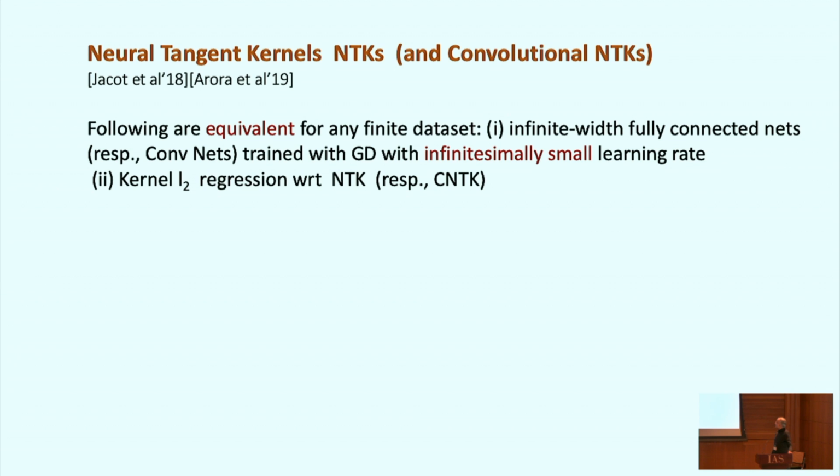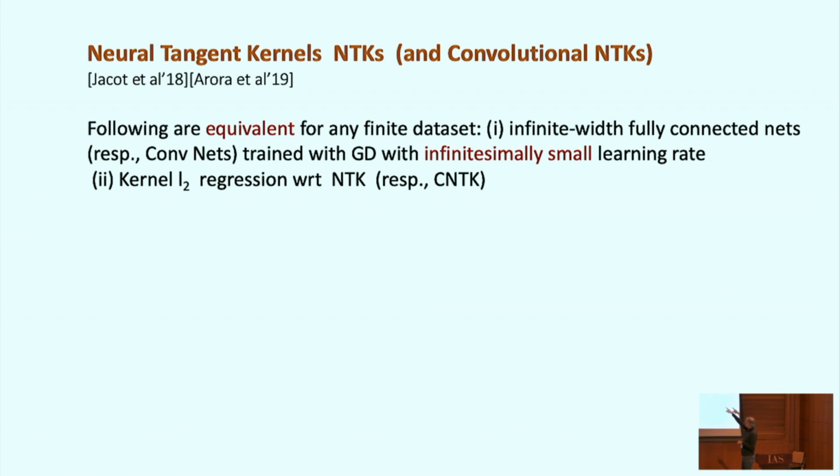And this has to do with what's called the neural tangent kernel, or NTK, and there's a convolutional analog for this. The main theorem says that the following are equivalent for any finite data set. You take an infinitely wide neural net or convolutional net and train it with infinitesimally small learning rate with gradient descent. That's one thing. And on the other side, you do kernel L2 regression, a simple old algorithm, with respect to this neural tangent kernel. These two are equivalent, okay?